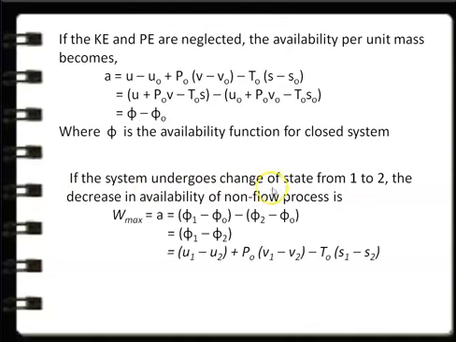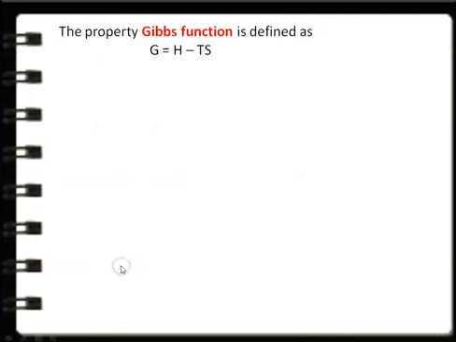And if the system undergoes change of state from 1 to 2, then the decrease in availability of non-flow process, W maximum, is the change in the availability, the maximum work produced by the system, non-flow system, which is phi1 minus phi0 minus (phi2 minus phi0) equal to phi1 minus phi2, which is U1 minus U2 plus P0 into (V1 minus V2) minus T0 into (S1 minus S2). So this is the maximum work produced by the non-flow process or closed system.